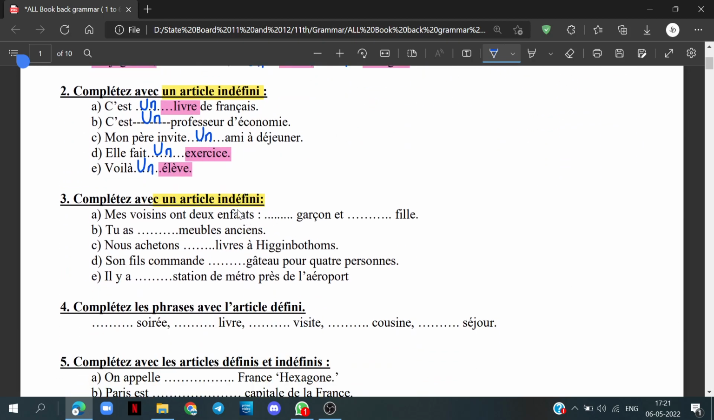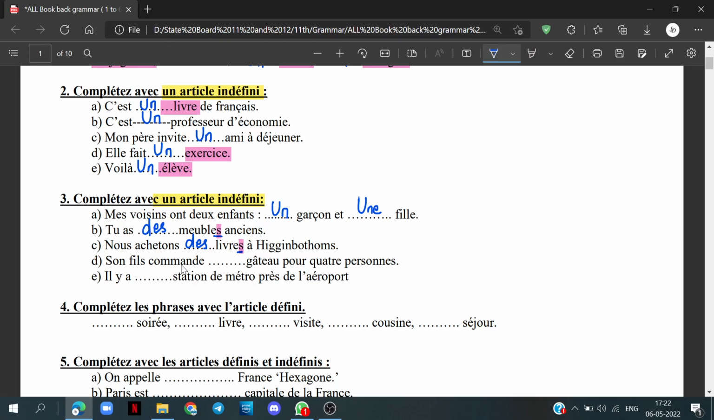The next exercise is article indefinite only. My neighbors have 2 children, a boy and a girl. So boy masculine, girl feminine. Then "tu as des meubles anciens." See the word as plural. So, do you have ancient furniture? "Nous achetons des livres à Higginbottoms." We buy some books at Higginbottoms. Again the word livres ends with an s. So when you see the s, it's plural.